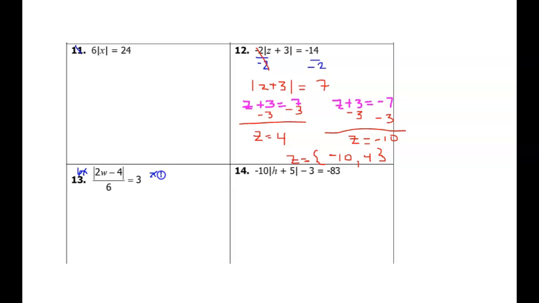So guys, just ask yourself, whatever is with the absolute value, what is it doing to the absolute value? And do the inverse of it. 6's cancel. I'm left with absolute value of 2w minus 4. And on the right side of the equation, this equals 3 times 6, which is 18. You're at C. What is the next step? Once I get here, what do I do? What do you do?